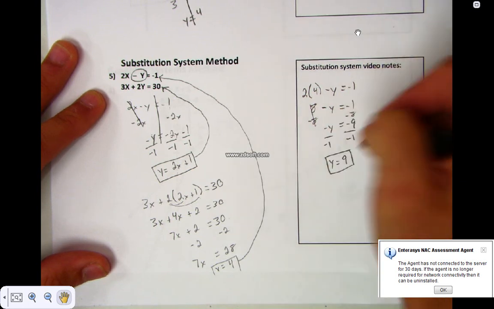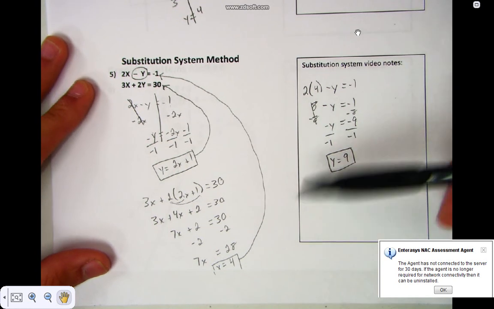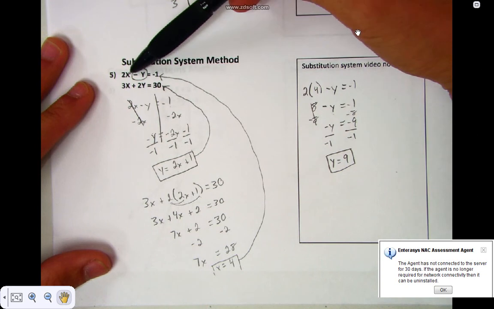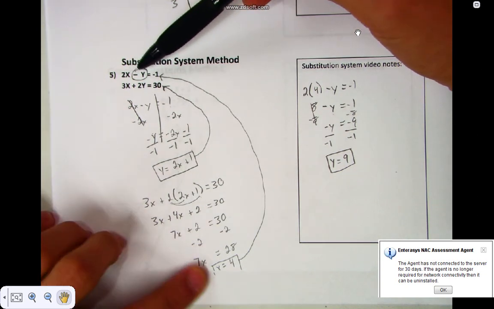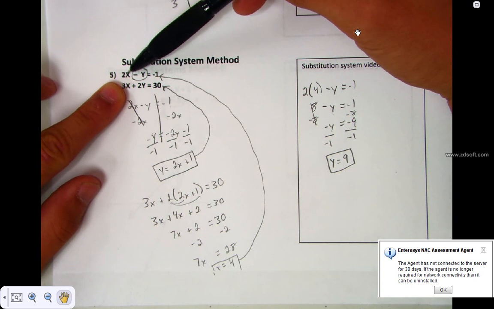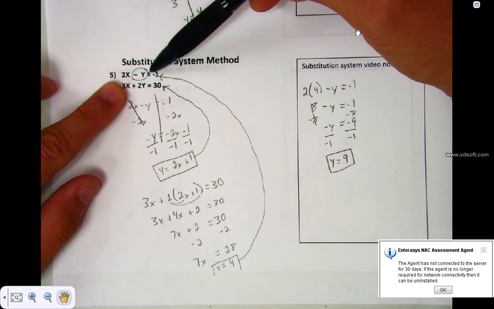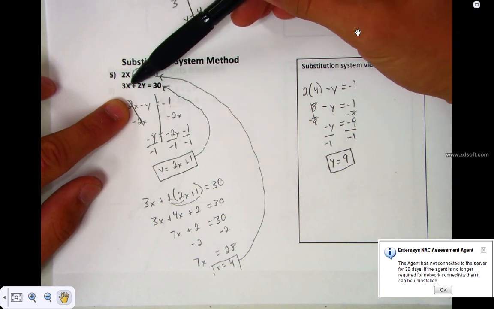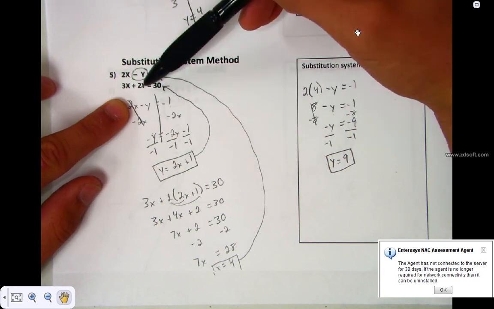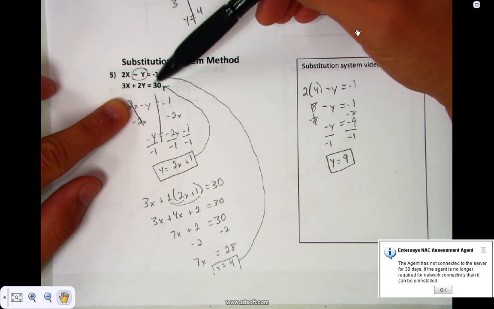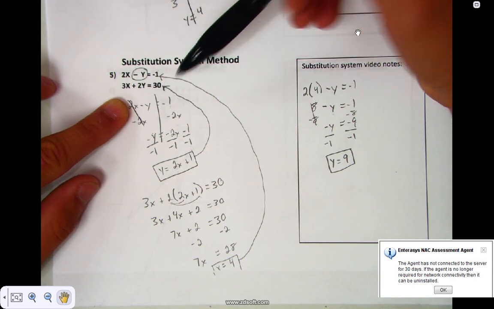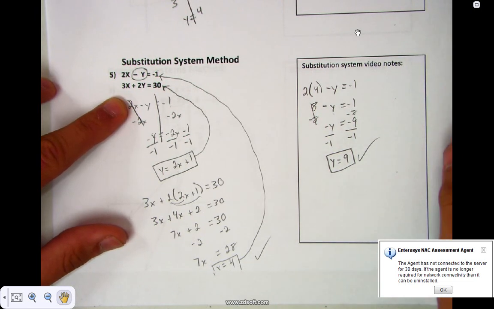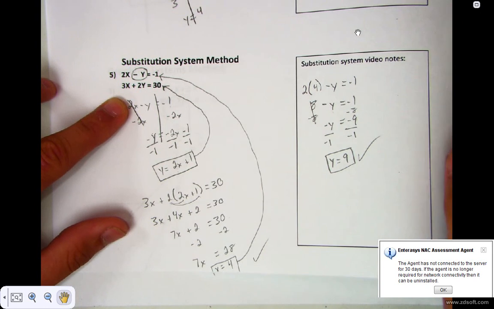And that's my solution. Now if I wanted to check these solutions, which is x equals 4, y equals 9, I plug them into these equations as x and y. And sure enough, if x equaled 4, 4 times 2 is going to be 8 minus 9 is going to be negative 1. Or 4 times 3 is 12 plus 2 times 9, which is 18. So 12 plus 18, sure enough, is 30. So that does solve both of these equations. Therefore, it is the solution that satisfies the equations.